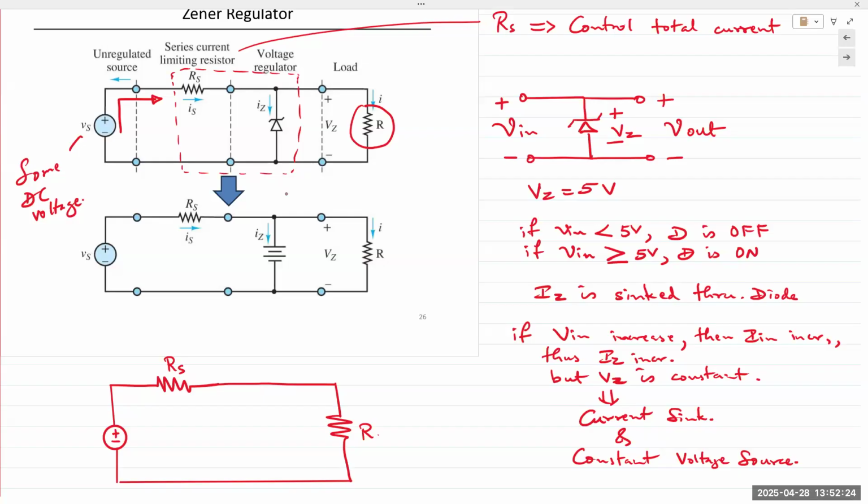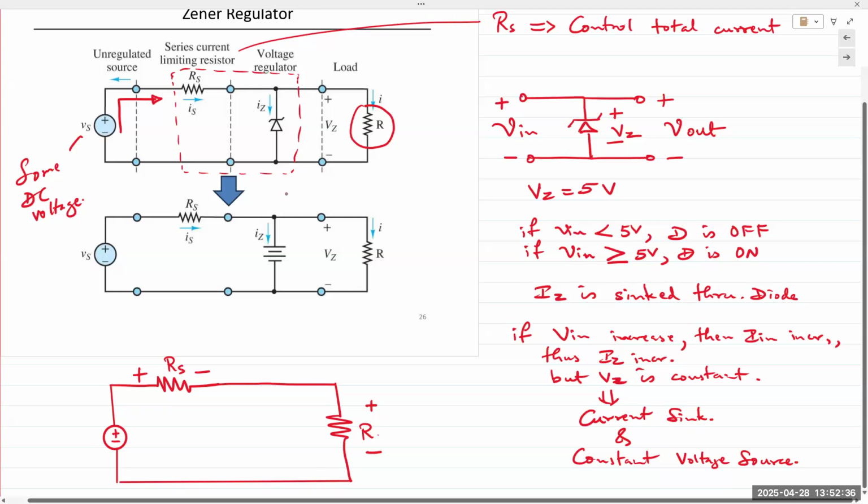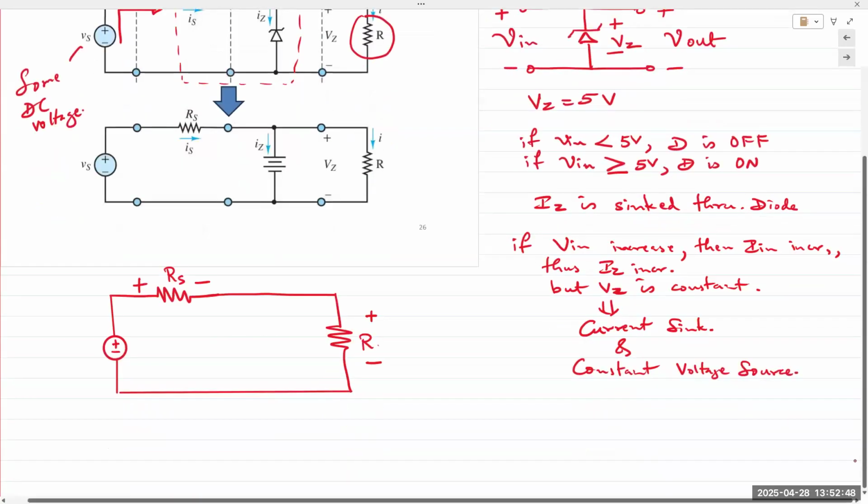Some voltage will be dropped across RS, some voltage is dropped across your load resistor R. Now, depending on the value of RS and R, that voltage could be higher or lower than your VZ. So when we analyze circuits like these, we are looking for the minimum and maximum values of RS, and also the minimum and maximum values of RL, your output load resistor. If either one of those is not within the spec, your Zener diode may not turn on at all.